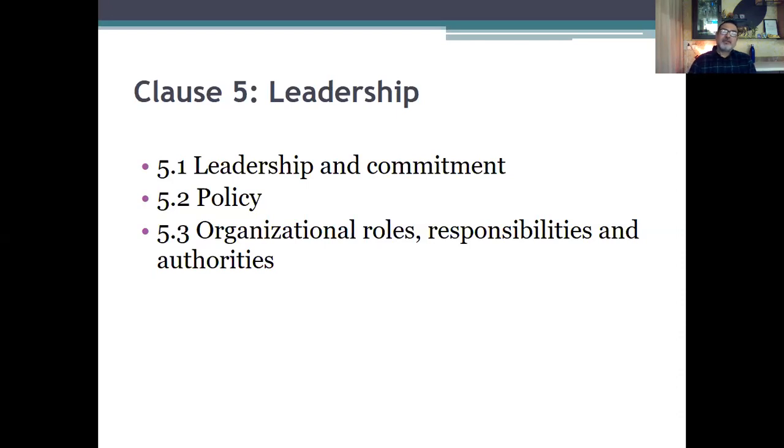5.3, organizational roles, responsibilities, and authorities. The standard states that it is the responsibility of top management to ensure that roles, responsibilities, and authorities are delegated and communicated effectively. The responsibility shall also be assigned to ensure that the environmental management system meets the terms of the ISO 14001-2015 standard itself, and that the EMS performance can be accurately reported to the top management.